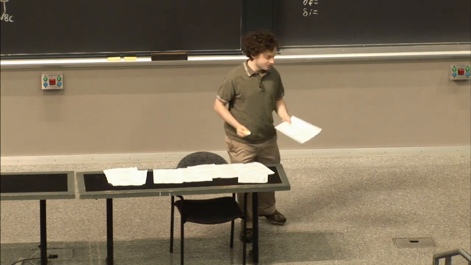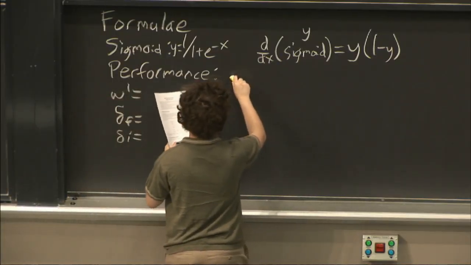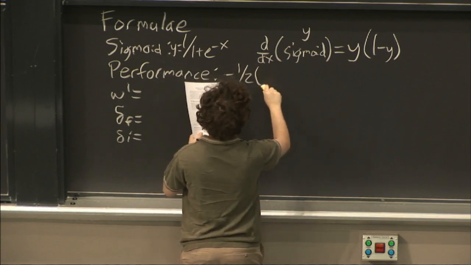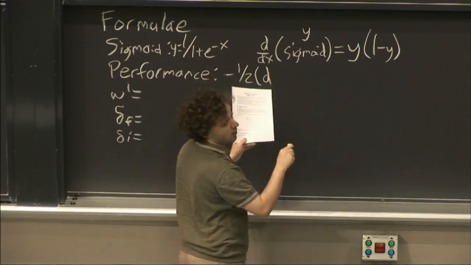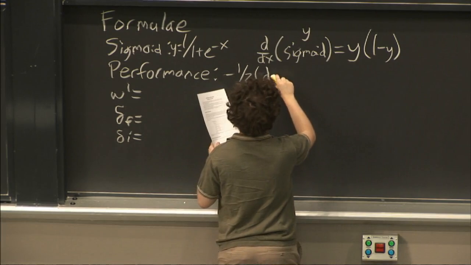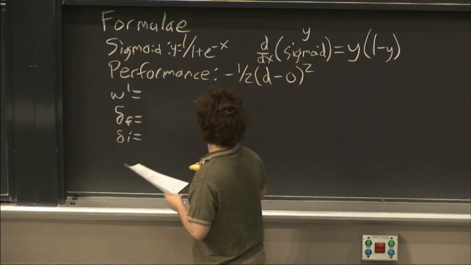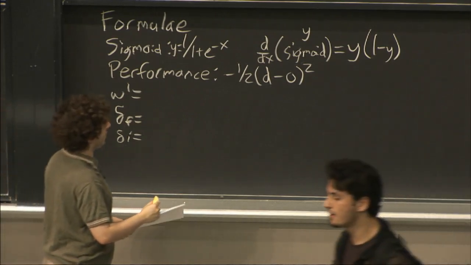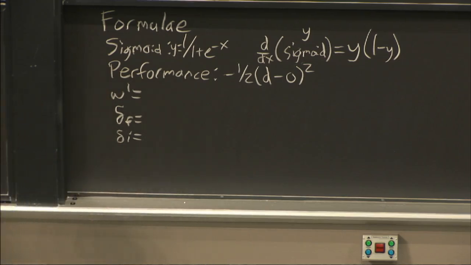However, in this case, we have, for a very sneaky reason, chosen the performance function to be 1/2 times d, which is the desired output, minus o, the actual output, squared. So we want a small, well, it's negative, so we want a small negative or a 0. That would mean we performed well.